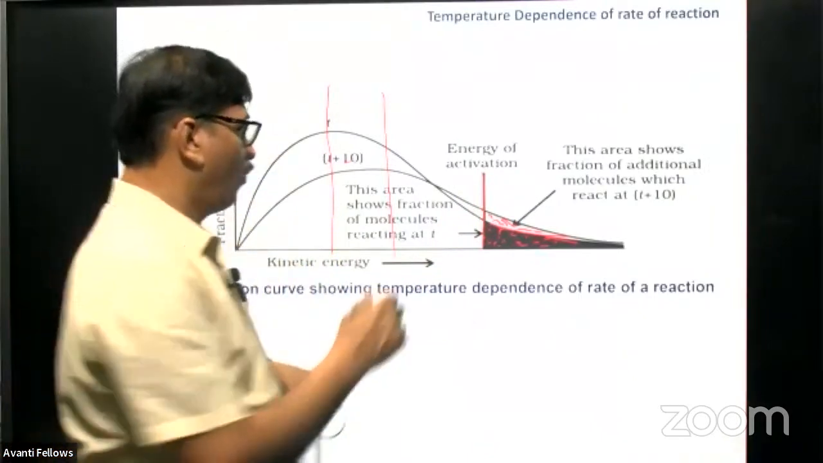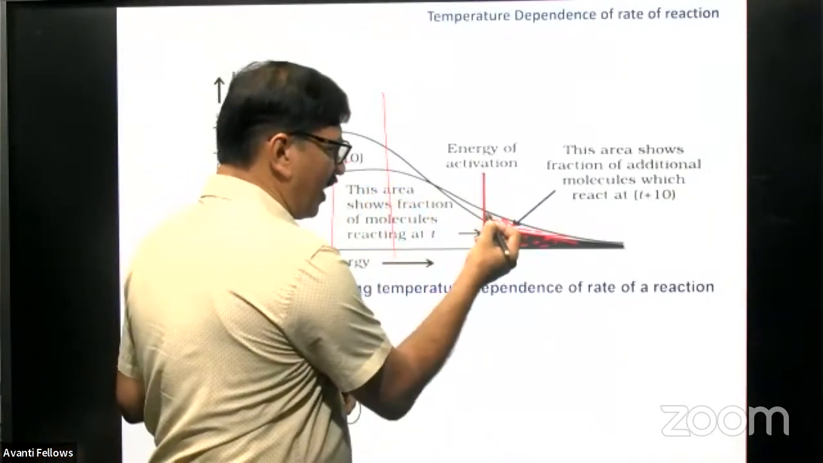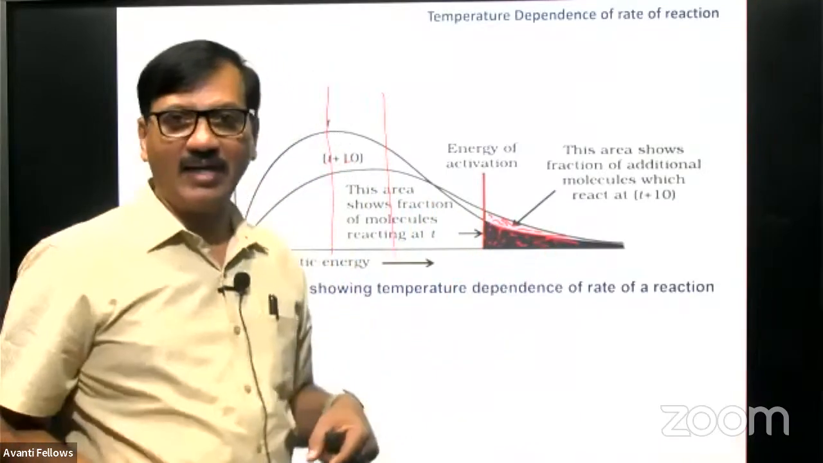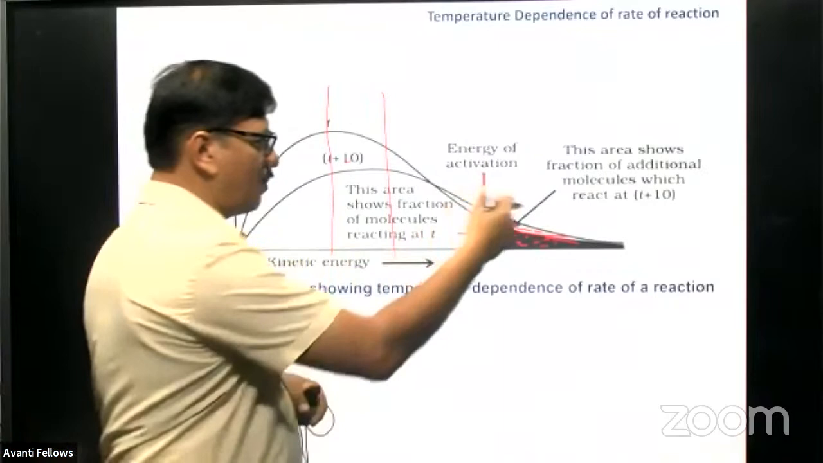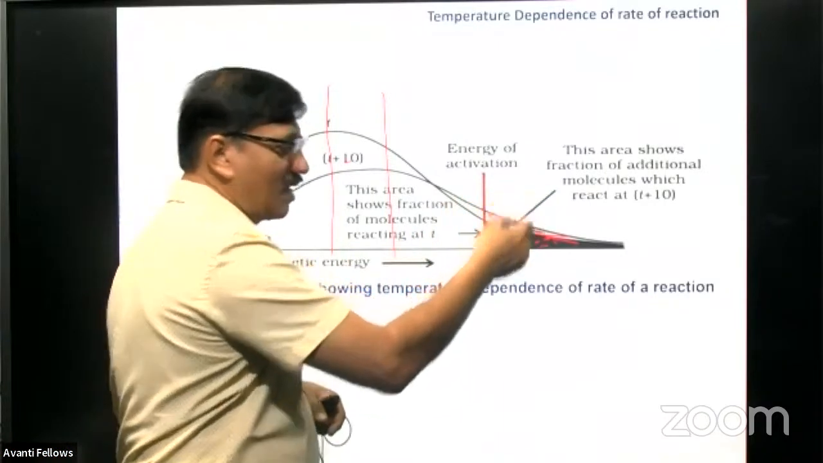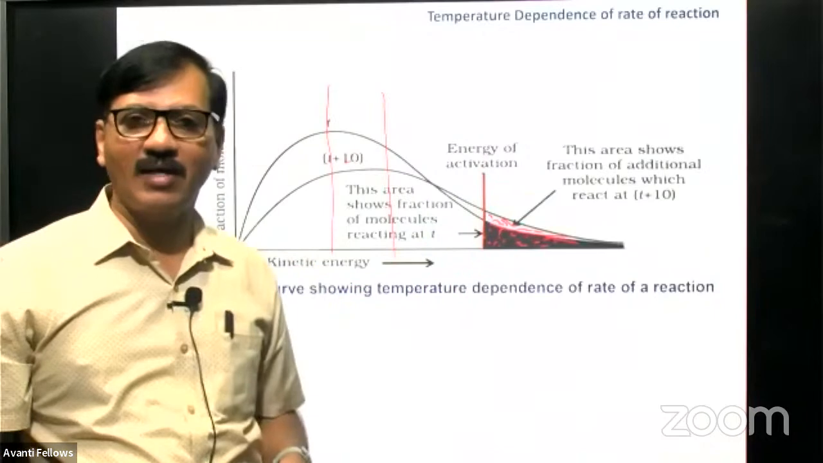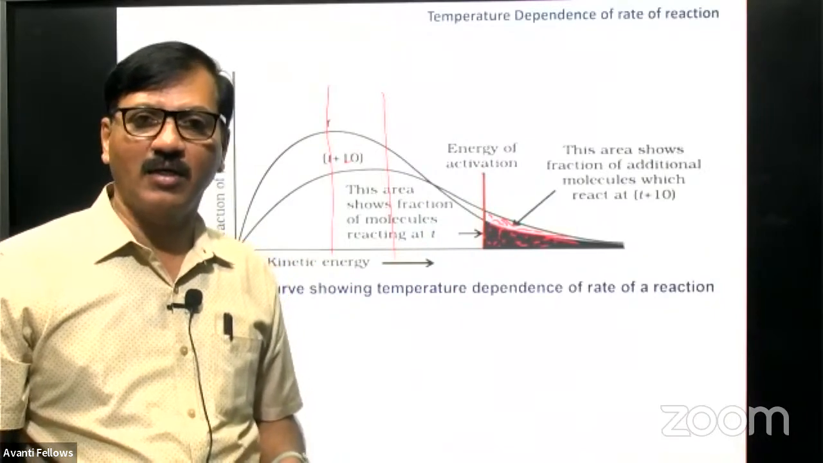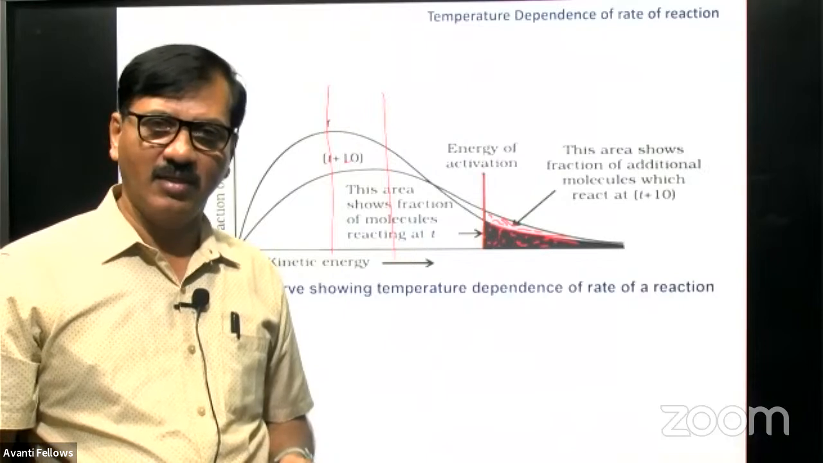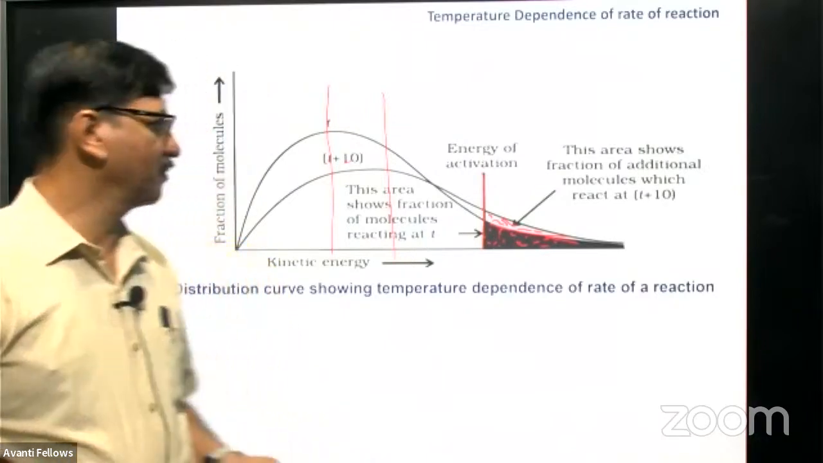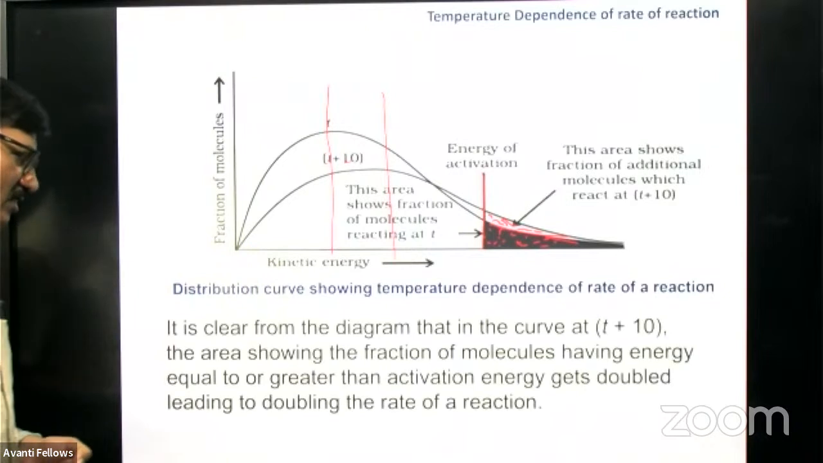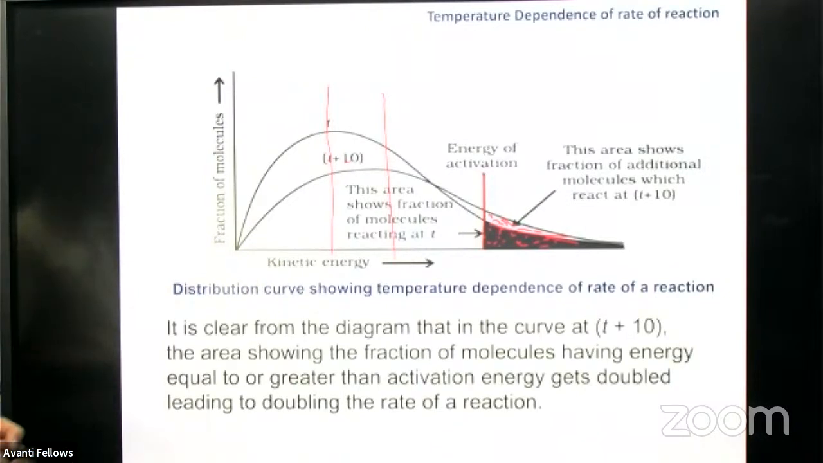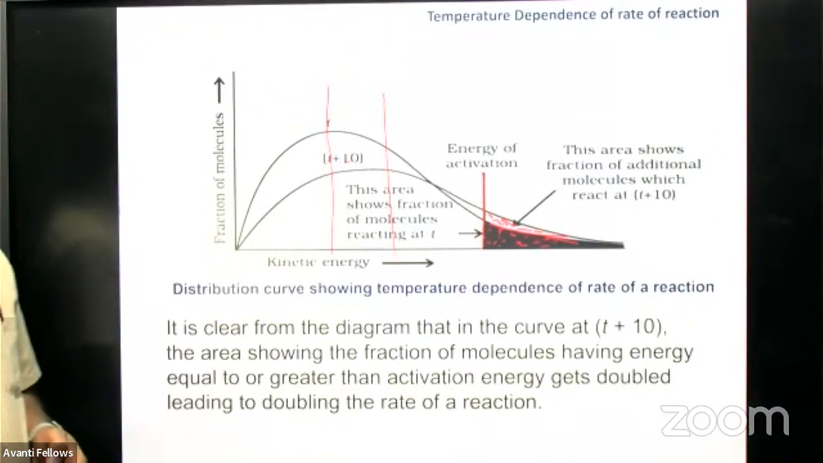So what we find is, if you increase by 10 degrees Celsius, the area added is almost the same as the original area. The total area under the curve is doubled. This means that with a 10 degrees Celsius rise, the rate of the reaction is doubled. It is clear from the diagram that for the curve at T plus 10 degrees, the area showing the fraction of molecules having energy equal to or greater than the activation energy gets doubled, leading to doubling of the rate of the reaction.